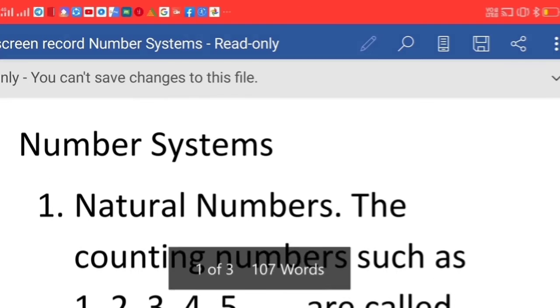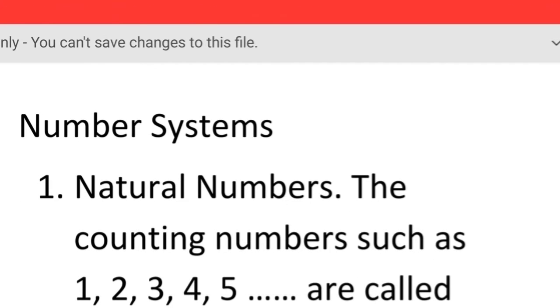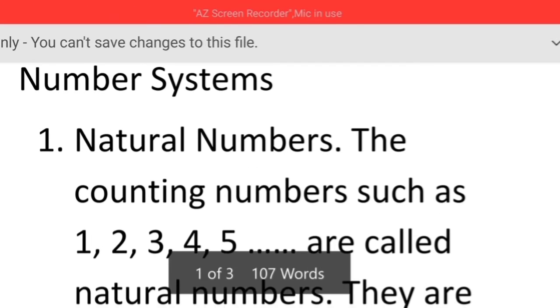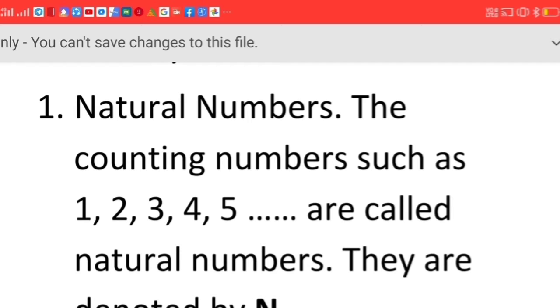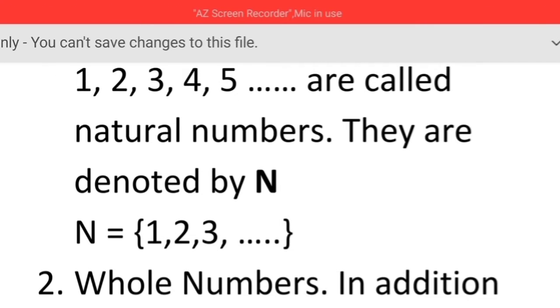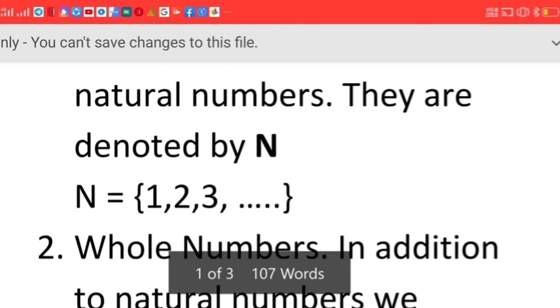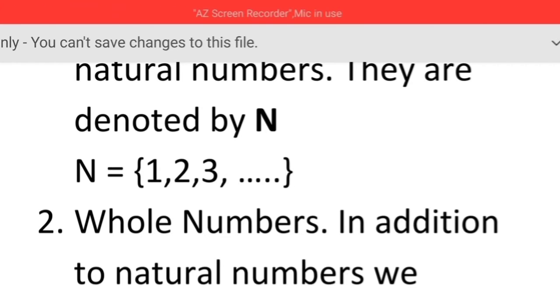First, we are studying natural numbers. What are natural numbers? The counting numbers such as 1, 2, 3, 4, 5, up to which number? We don't know which is the highest number. Such numbers are called natural numbers. They are denoted by capital N. So, N is equal to the set of 1, 2, 3, up to the highest number, infinity. We are calling the highest number infinity. In fact, we don't know what the value of infinity is.